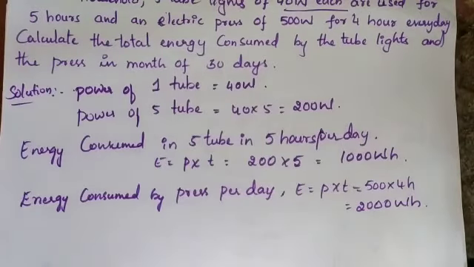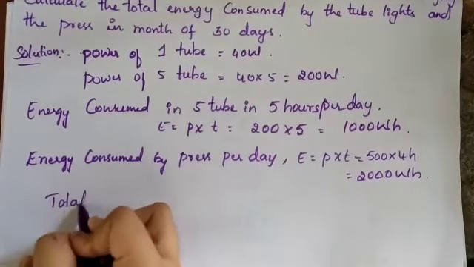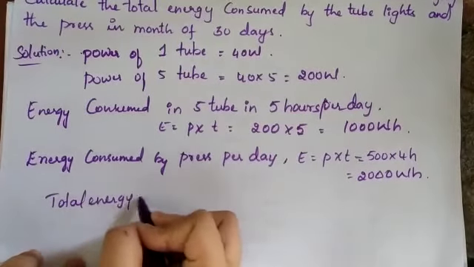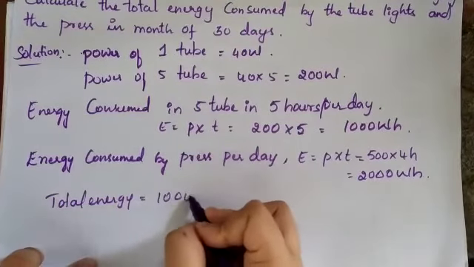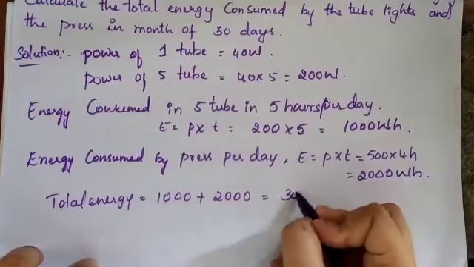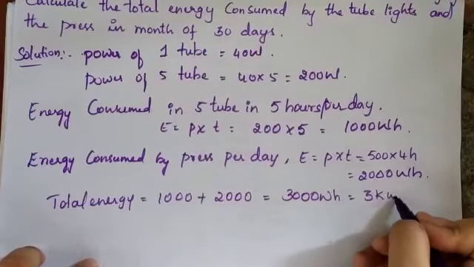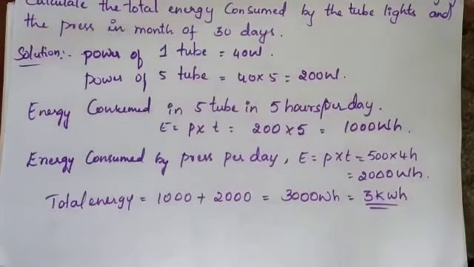Now we have to find the total energy consumed. So total energy is equal to 1000 plus 2000, I'll get it as 3000 watt hour, or I can write it as 3 kilowatt hour. Okay, so this is the total energy for 1 day.